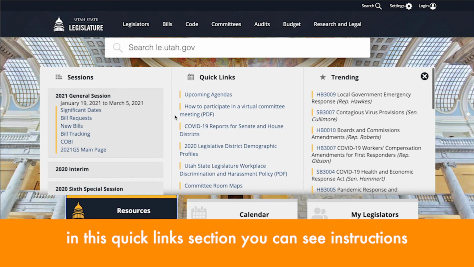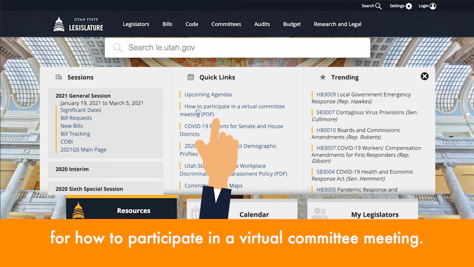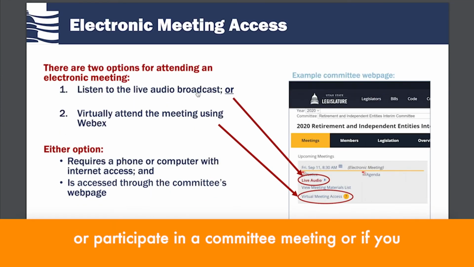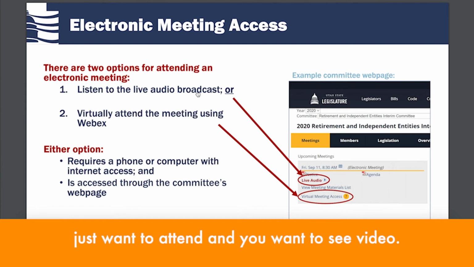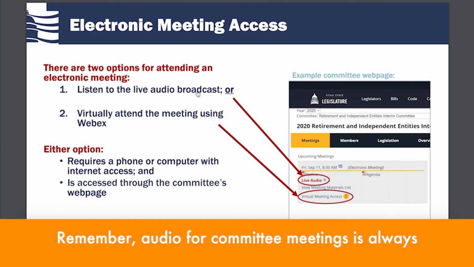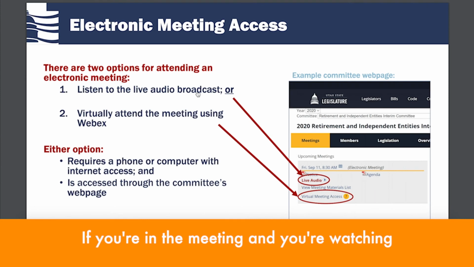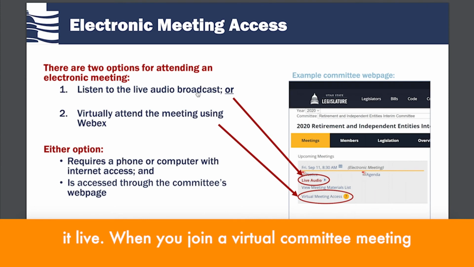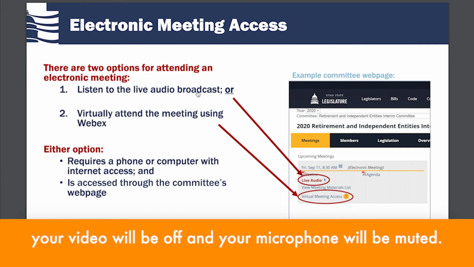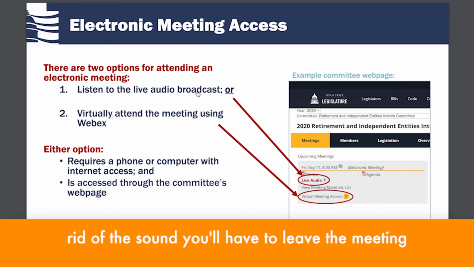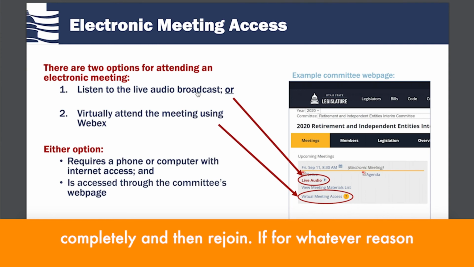In this quick link section, you can see instructions for how to participate in a virtual committee meeting. This is the place to go if you want to comment or participate in a committee meeting, or if you just want to attend and you want to see video. Remember, audio for committee meetings is always available on the website, but video is only available if you're in the meeting and you're watching it live. When you join a virtual committee meeting, your video will be off and your microphone will be muted. However, you won't be able to mute the audio from within that meeting. If you want to get rid of that sound, you'll have to leave the meeting completely and then rejoin.